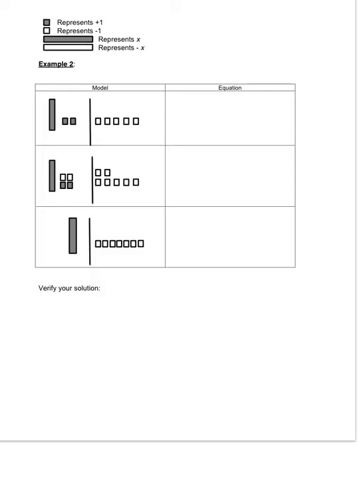This model is showing the equation x plus 2 equals -5. We want to isolate the variable x. Right now there are 2 positives on the left-hand side with that variable. So to make 0 with the 2 positives, we're going to add 2 negatives. When we have 0 pairs, we can get rid of those. Because we added 2 negatives on the left-hand side, we also have to add 2 negatives on the right-hand side. There are no 0 pairs to get rid of on the right-hand side.